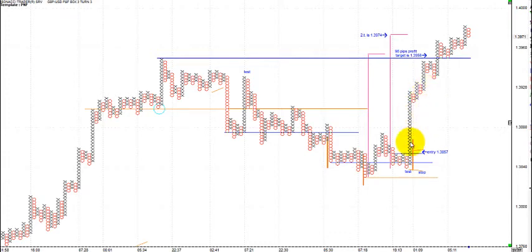This works all of the time. This is exactly what we need, and we all get the same reading. We all get the same entry. We all get the same targets. We know exactly how long to hold on to the trade, so you're not giving back profits.